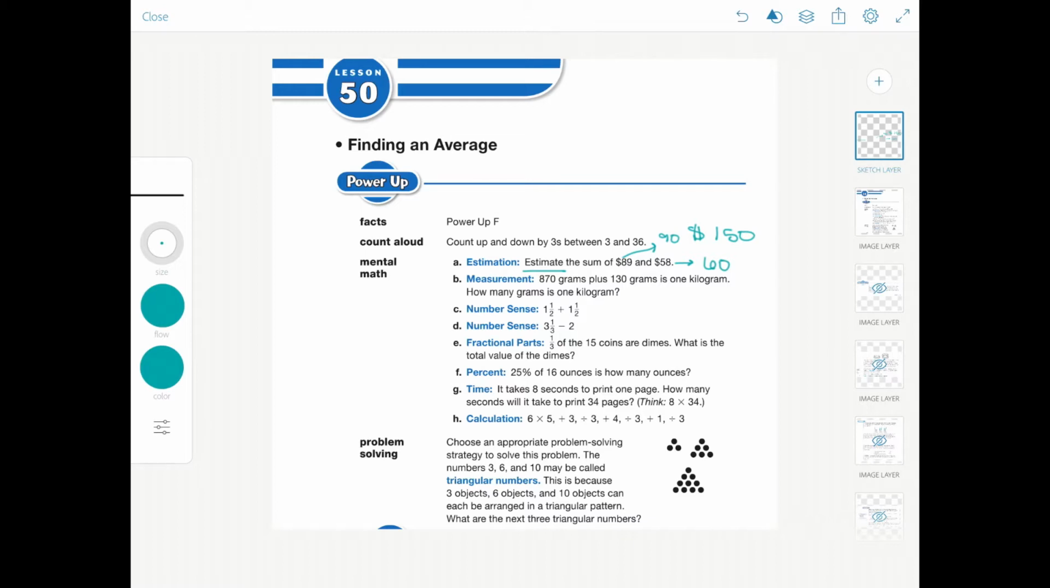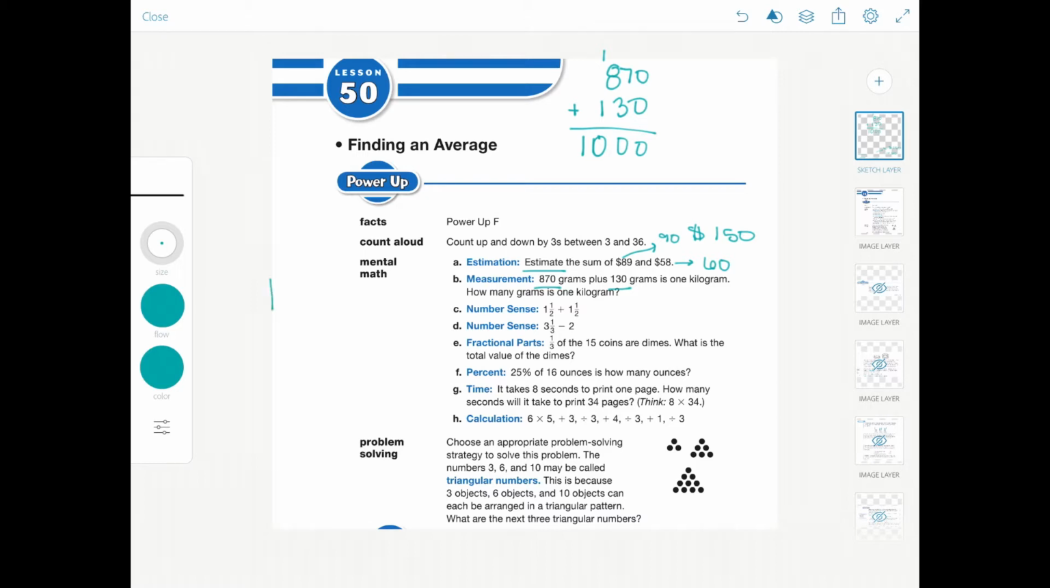870 grams plus 130 grams is 1 kilogram. How many grams is 1 kilogram? So we have to do 870 plus 130, 0, 10, 10. So it would be 1,000 grams.